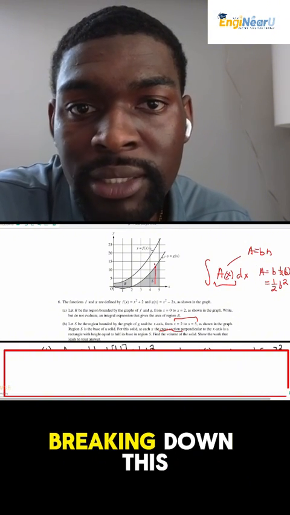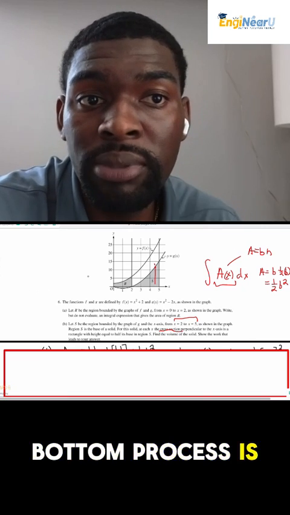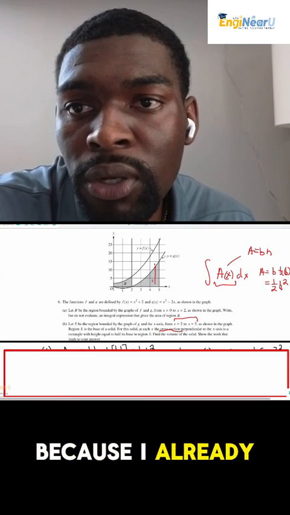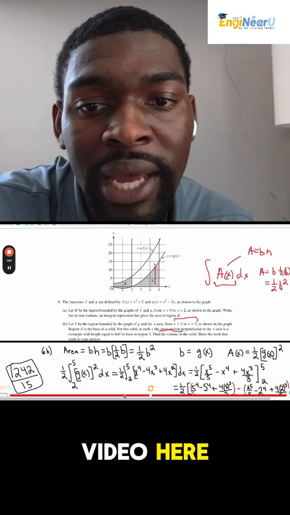So now when it comes to breaking down this, because we're going to use that top minus bottom process, g of x is going to be my b in this example here. And I'm going to just show you here because I already wrote all of this out. So feel free to pause the video here if you have any questions.